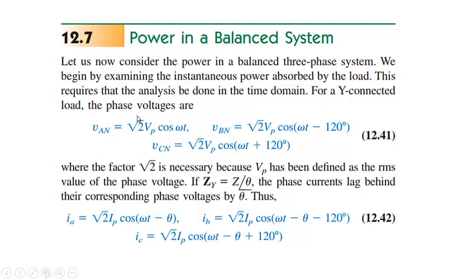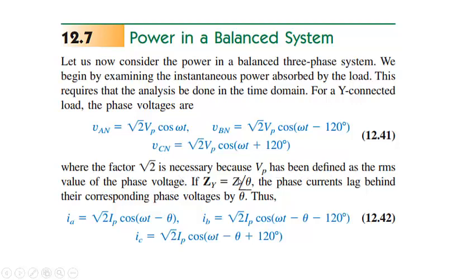Earlier we haven't taken the root 2 into consideration because we assumed this to be an RMS value. Converting from the RMS value, this will be the maximum value, because when we write VAN in terms of sinusoids, here we should have a maximum value. So it is then written like this. VP has been defined as the RMS value of the phase voltage.